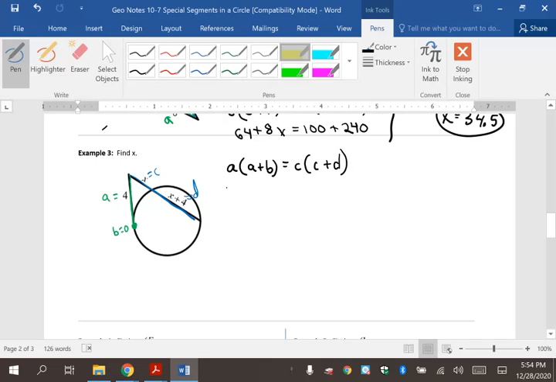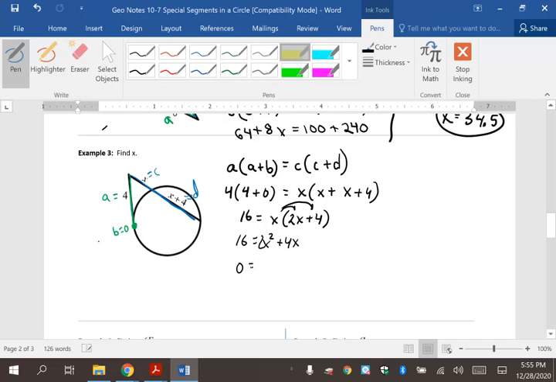So 4 times the quantity 4 plus 0, equals X times the quantity X plus D. D is X plus 4. So we have 16 equals X times the quantity 2X plus 4, distribute. 16 equals 2X squared plus 4X. Oh, this is a fun problem. We have a quadratic. We have 0 equals 2X squared plus 4X minus 16.